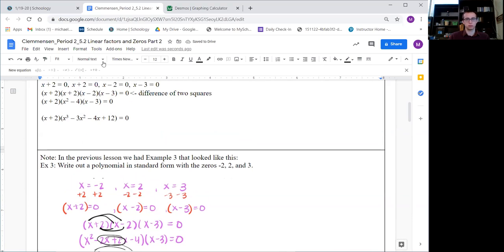Start with my first two terms. First two terms. Second two. First and third. First and fourth. And I do all the other ones down below. 1, 2, 3, 4.